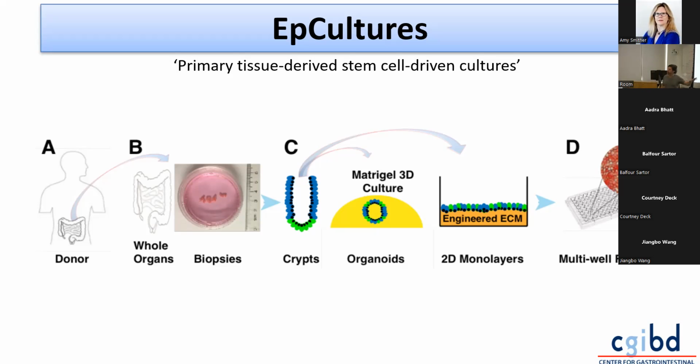Do you do 3D? Do you do 2D? Do you do multi-well? Do you do little wells, big wells? What kind of differentiation media might you need? Do we need to do pilot experiments to make sure you're getting the post-mitotic lineage that you're expecting? All of those sorts of things. Did that answer your question?